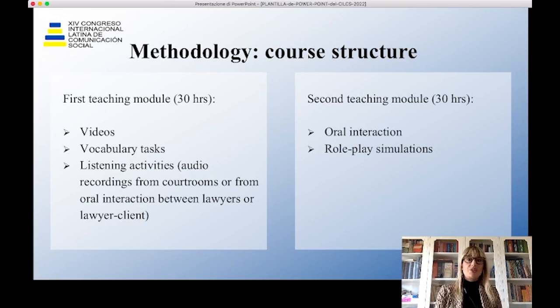With regard to the course structure, the first teaching module of 30 hours was mainly based on videos, vocabulary tasks, listening activities, and audio recordings from courtrooms or from oral interaction between lawyers and lawyer-client, while the second teaching module of 30 hours was based on oral interaction and role-play simulation. So I would like to show you in detail how I conducted my classes.